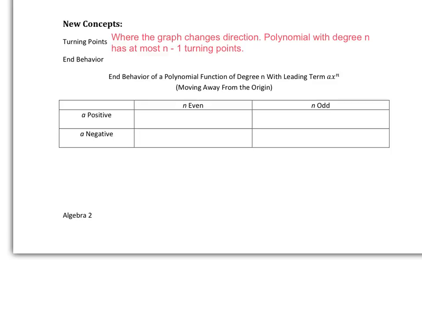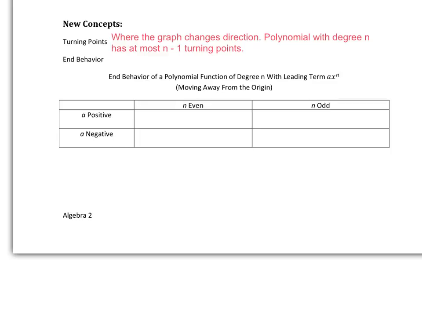All right, our next new concept would be turning points. When we graph, it's where the graph changes direction. The polynomial with degree n would have at most n minus 1 turning points. So let's talk about what that means.